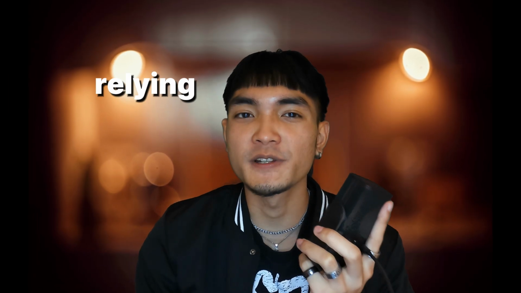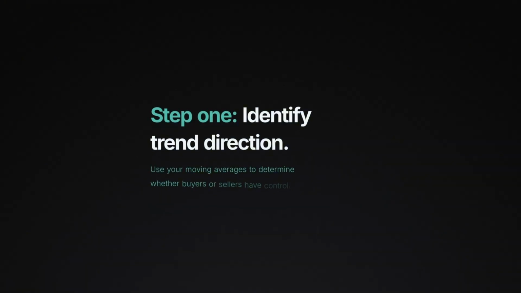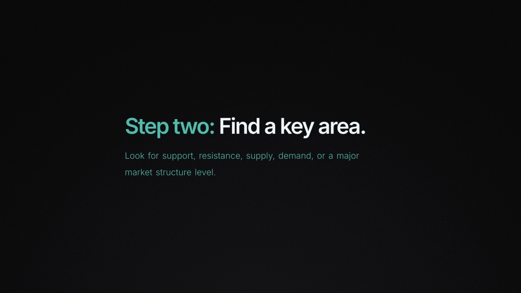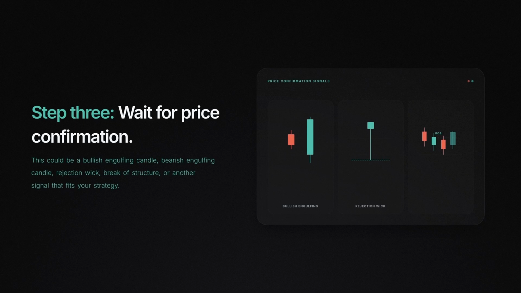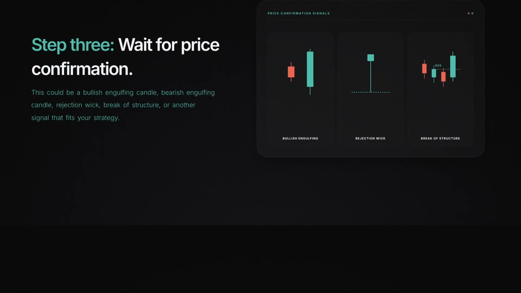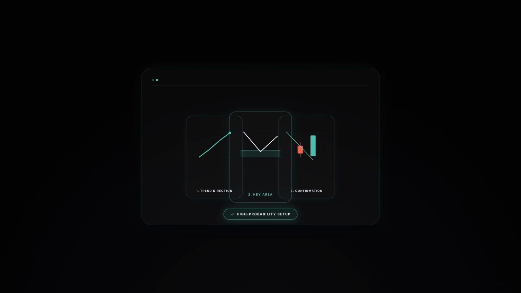So this is where moving averages become much more powerful. Instead of just relying on a single signal, you should combine them with more confirmations. So here's a simple framework for you. Step 1. Identify trend direction. Use your moving averages to determine whether buyers or sellers have control. Step 2. Find a key area. Look for support, resistance, supply, demand, or major market structure level. Step 3. Wait for price confirmation. This could be a bullish engulfing candle, a bearish one, a rejection wick, break of structure, or other signals that fit your strategy. When all three factors align, you have a much stronger setup.